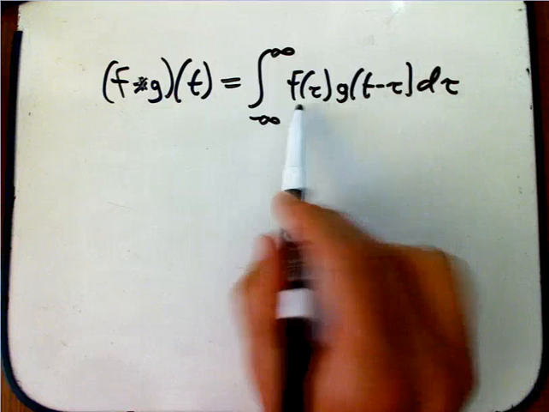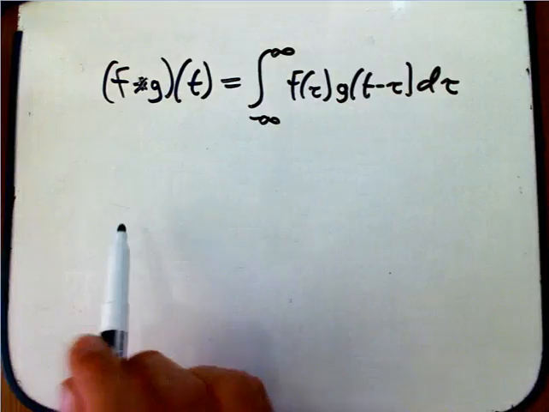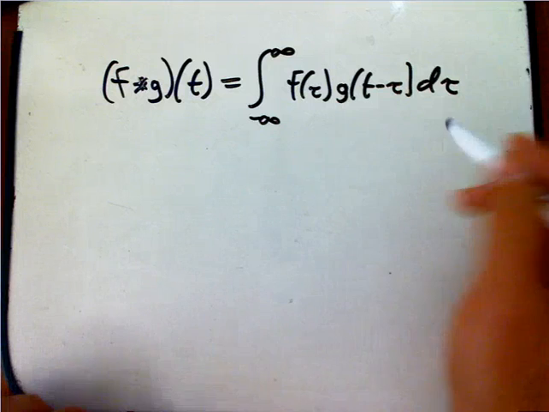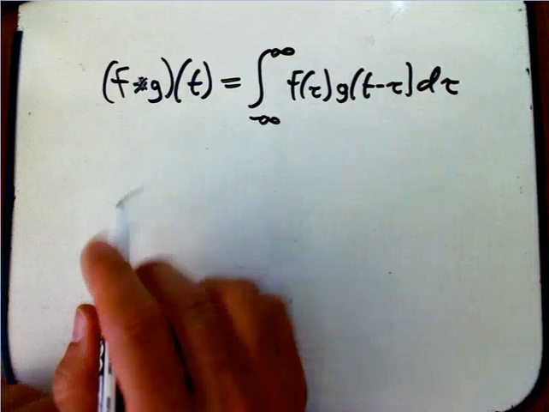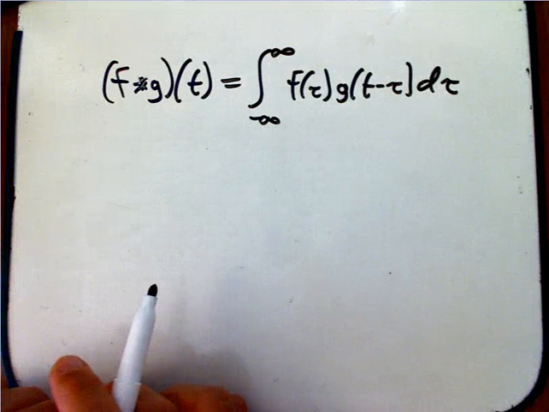Now this looks asymmetrical in f and g, but eventually we'll show that it's commutative, that you can switch the f and g. It's not hard to prove, but I want to postpone that a little bit because I want to get really concrete as quickly as possible.